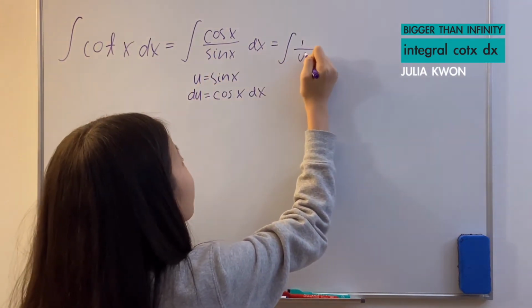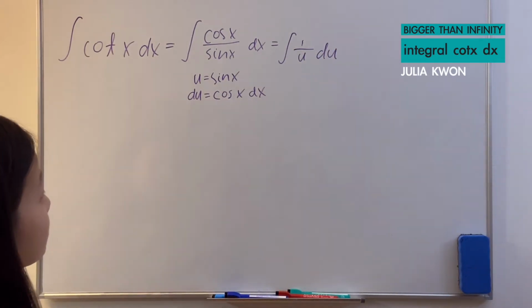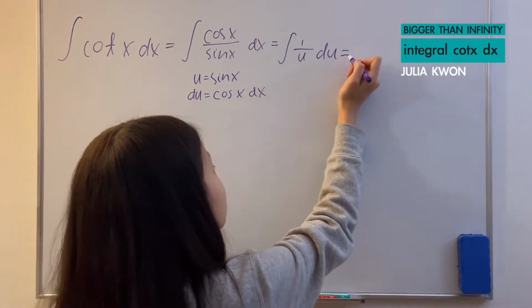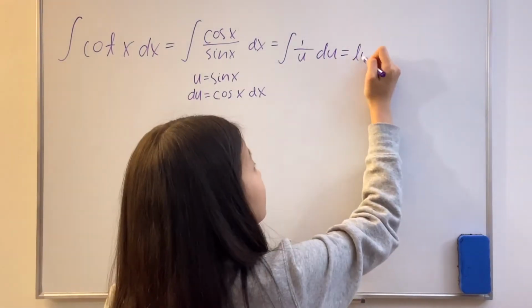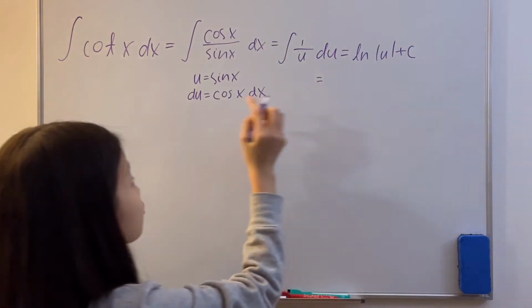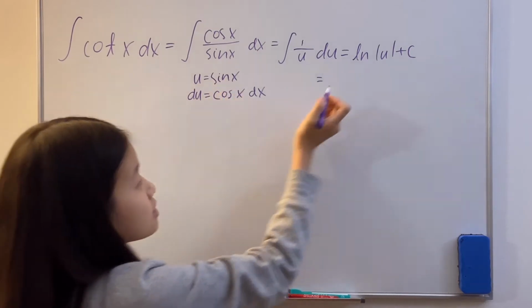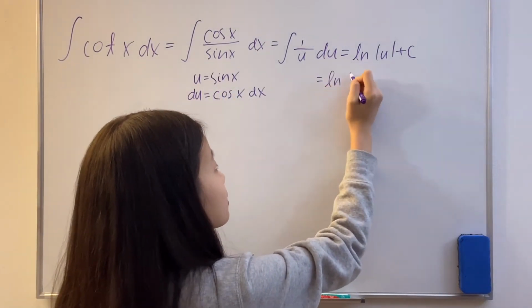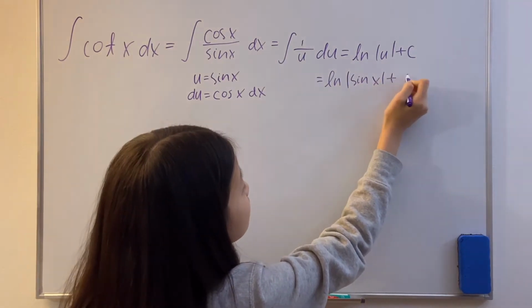We're going to replace cosine x times dx with du, and sine x is the u, so it's just the integral of 1 over u du, and the integral of 1 over u is equal to ln absolute value of u plus the constant. And finally, if we substitute the u back in, which is sine x, we would be left with ln absolute value of sine x plus c.